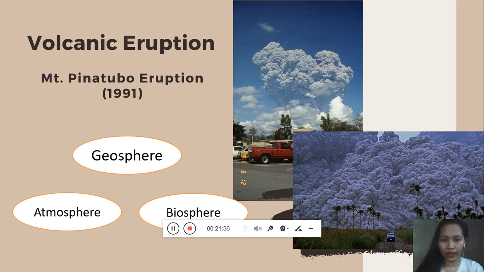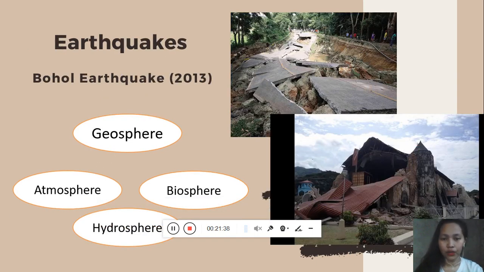And next, we have the earthquakes. One of which is the Bohol earthquake that happened in the year 2013. So the event, like volcanic eruption, originates in the geosphere because of the movement of plates below the surface of the earth. In fact, the Philippines is primarily located in the Pacific Ring of Fire, meaning it is an earthquake-prone country.